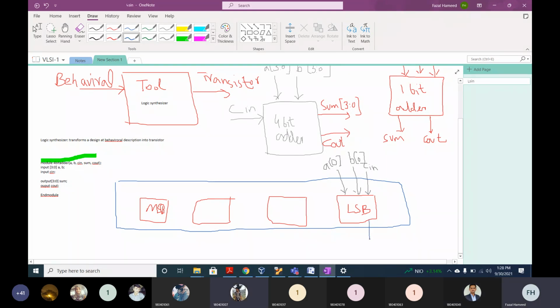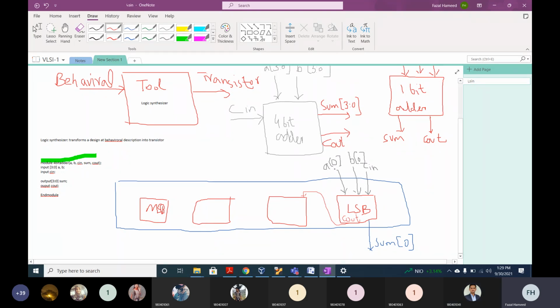Sir, its output will be sum 0. And the C out, sir, will go to the C in of the next one. No, that will stay inside. Yes, it will be internal. So the carry out of the LSB part will be the input to the C in of the next stage.